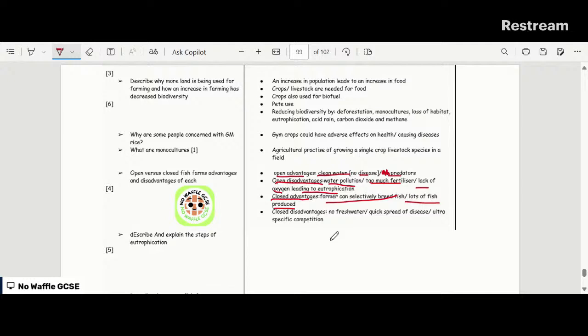Yep, well done, unknown girl. That's very true. And then for closed disadvantages, there's no fresh water. There's very quick spread of disease, ultra specific competition.